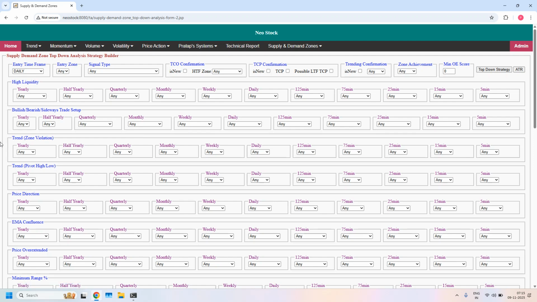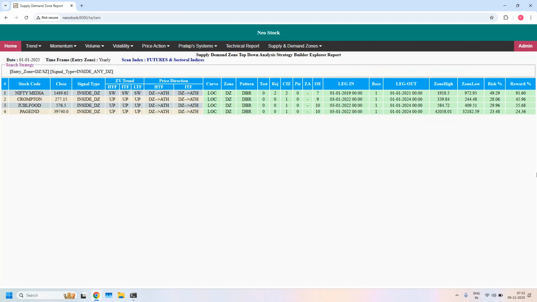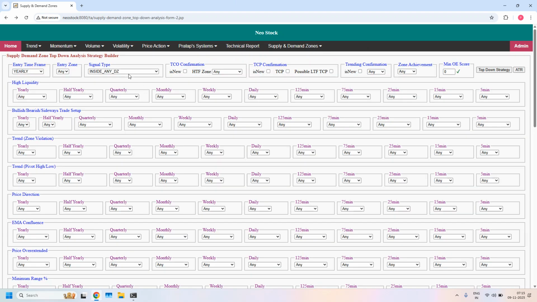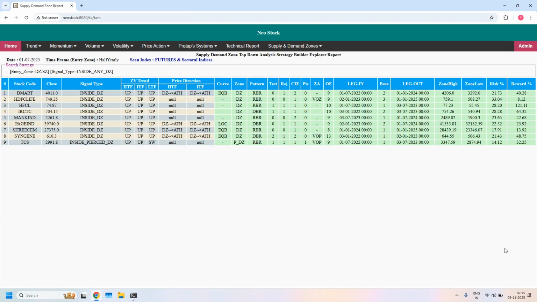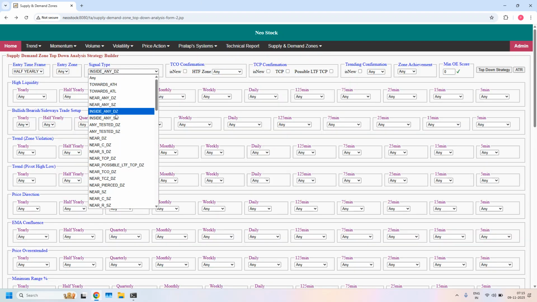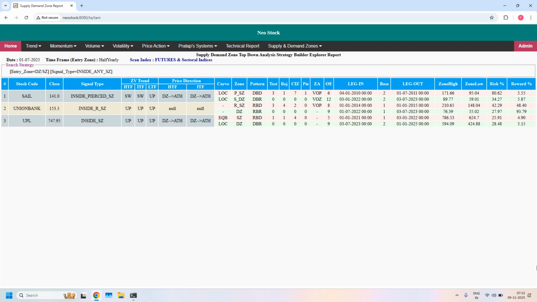Next I am finding the stocks near demand and supply zones for all the time frames except daily and 75 minutes because they are generated in the beginning of the report. So yearly time frame, price closed inside the yearly demand zone, we got 4 stocks. Next, price closed inside the yearly supply zone, no stocks. Next, half yearly time frame, price closed inside half yearly demand zone, we got 9 stocks. Next, price closed inside the half yearly supply zone, we got 3 stocks.